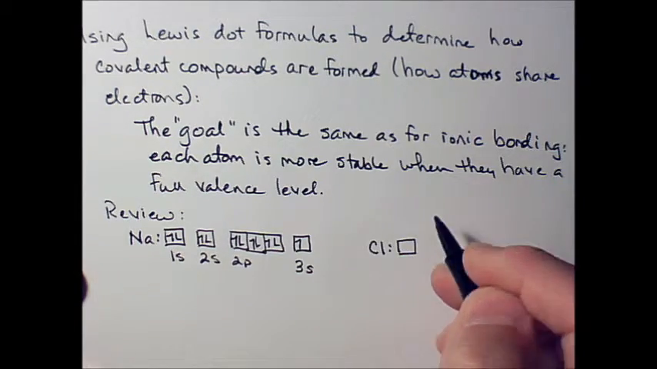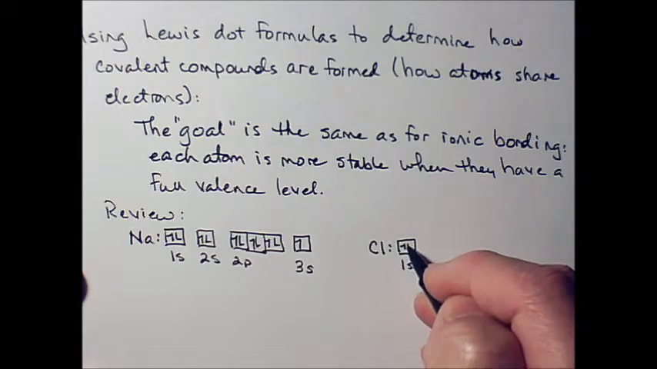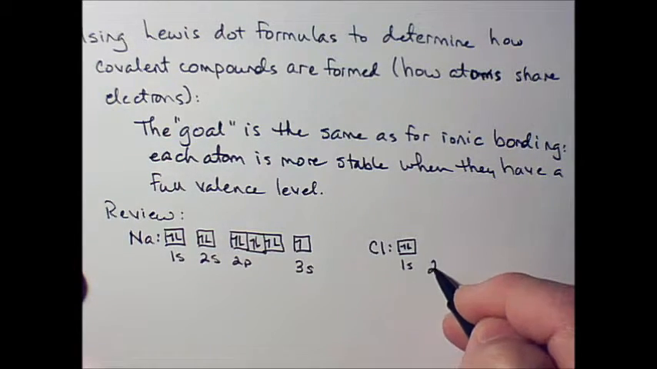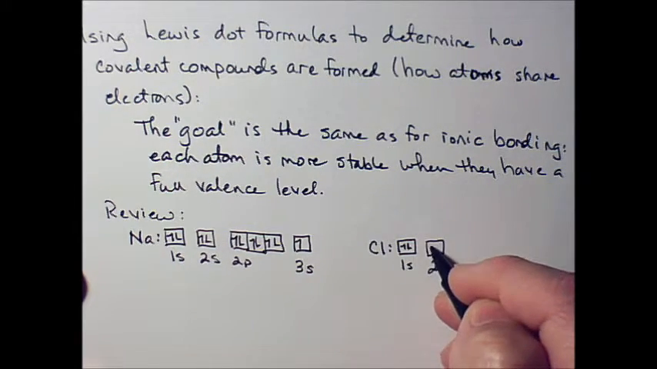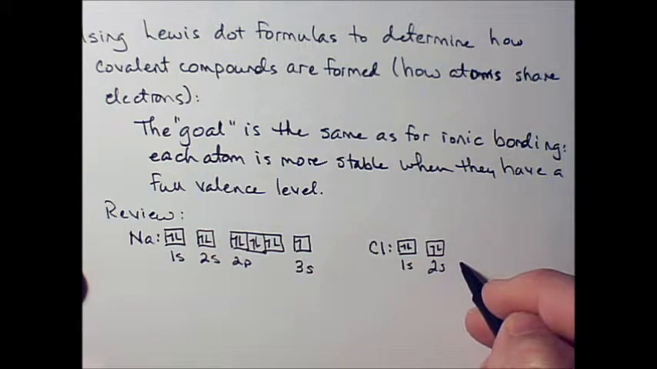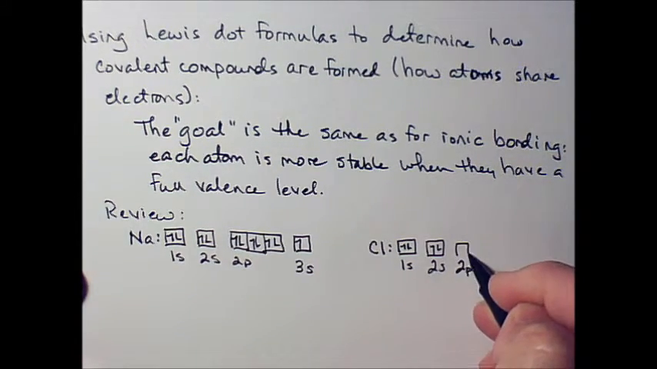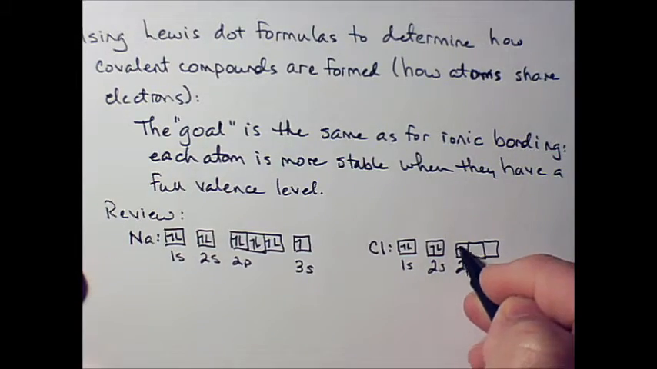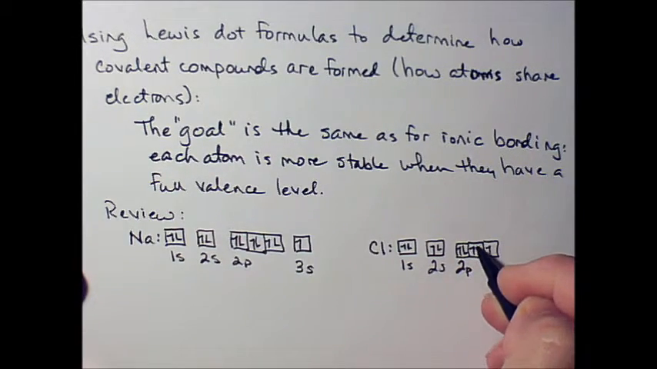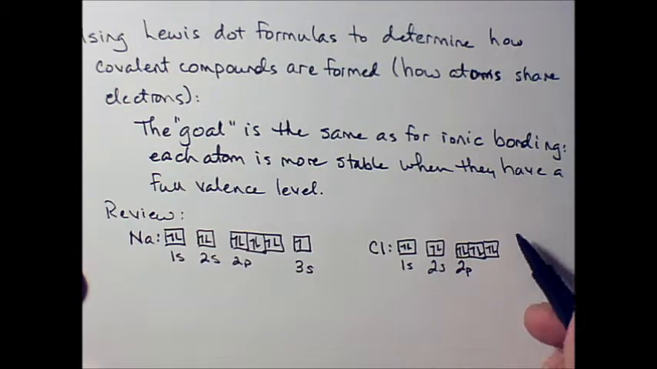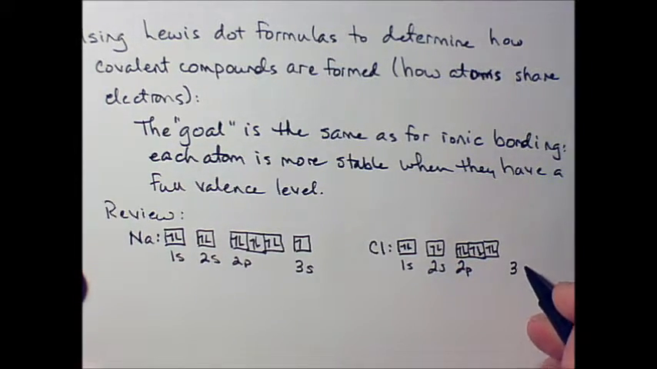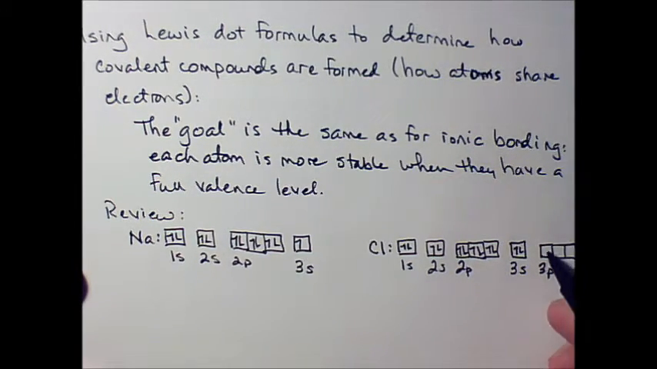And chlorine has a full first level. First level only has 2 electrons. A full second level. Second level has both an S and a P sublevel. And it has 7 electrons in the third level. Full S sublevel and 5 electrons in P. Okay.